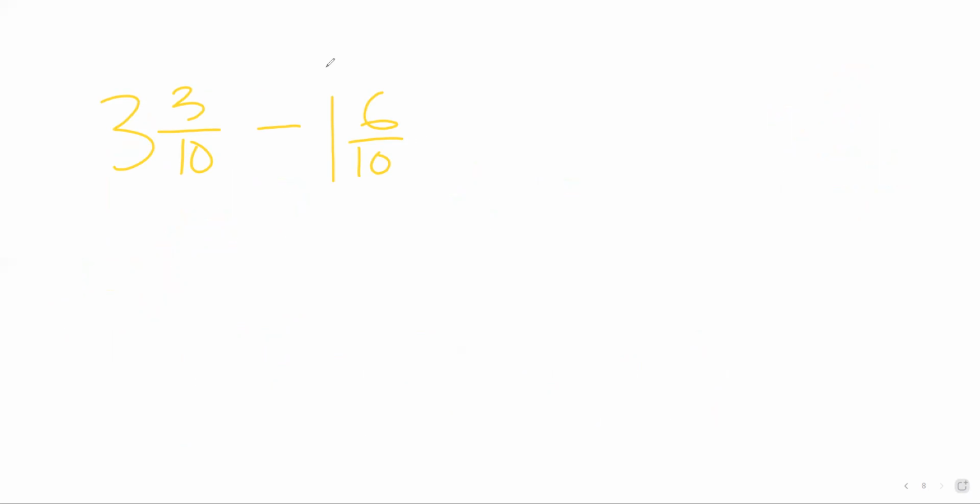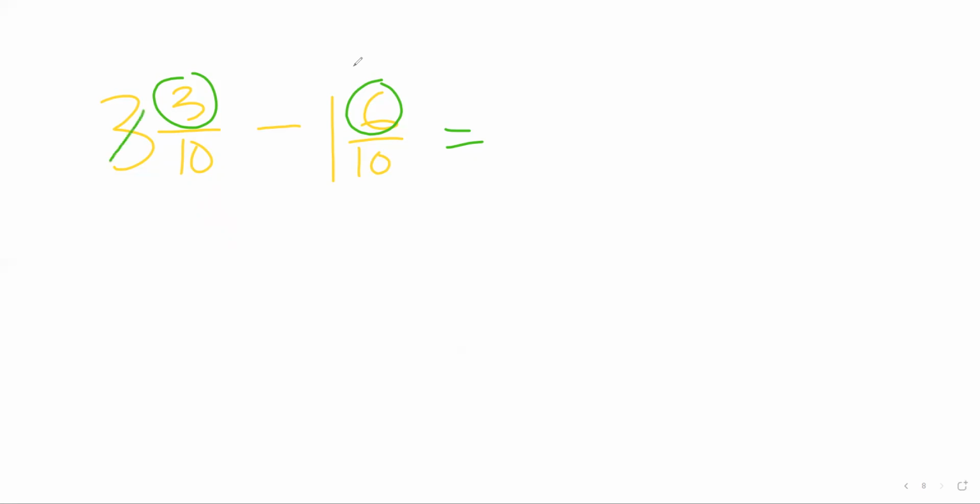We have 3 3/10, and we're going to take away 1 6/10. Now, one thing I notice right away, before I do any other work, is that I'm going to start with 3 and I have to take 6 away. It doesn't work. If I have 3 things, I can't take 6 away from it. If I have $3, I cannot go in the store and buy something for $6. Can't do it. So that means I'm going to decompose.